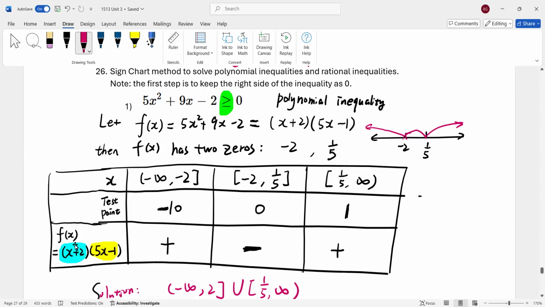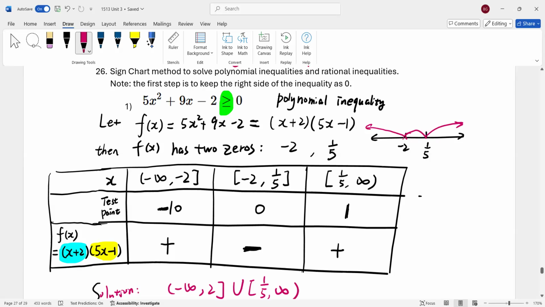And the next row in the chart is to see the value of the function at each testing point. We don't really need to know the exact value. We only need to know whether the value of the function is positive or negative at those testing points. And those testing points are representative of the interval each is located in.